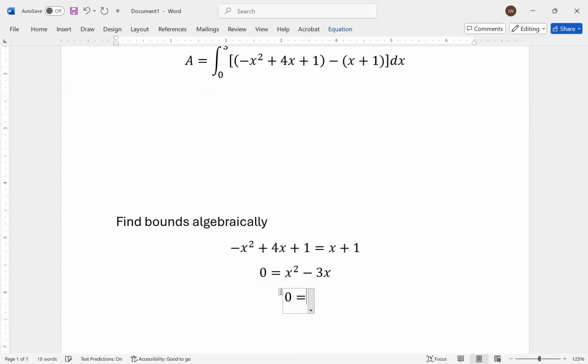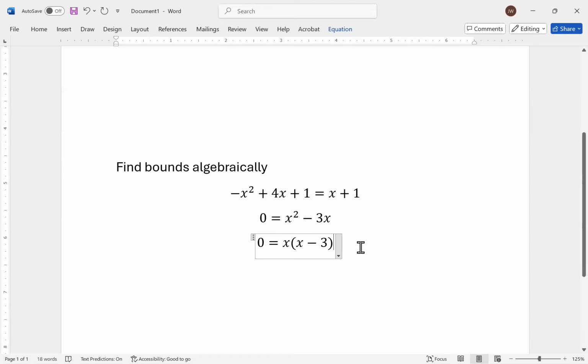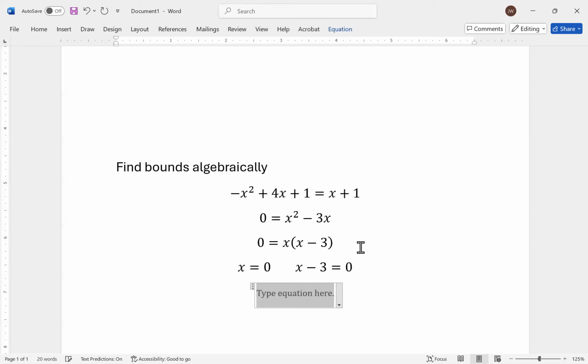I'll do that through factoring. So either x is 0 or x minus 3 is 0. And then that gives me my two places of intersection. One is x equals 0, and obviously the other is x equals 3. So if you can't utilize tools on your calculator to find the intersection, or you can't utilize Desmos, you can always do it algebraically. But primarily, I'll use the calculator tools.